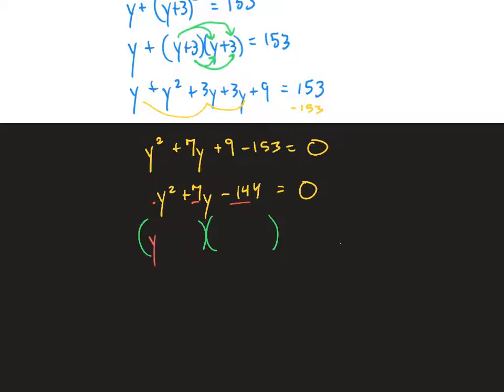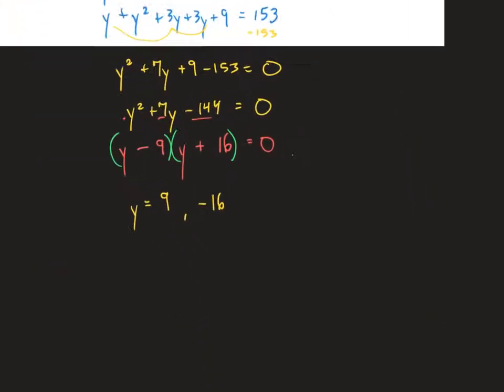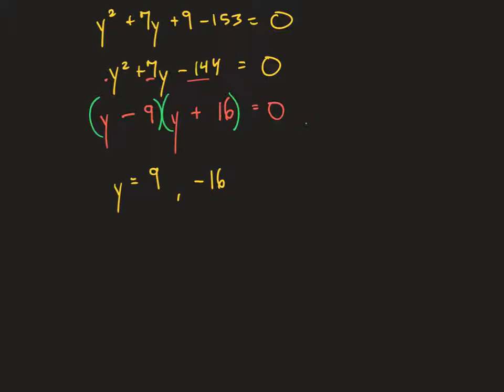Here, though, I know that we can make negative 144 out of 9 and 16, and we want them to add to be positive 7, so you need the 16 to be positive, the 9 to be negative. And that means that we end up with two different answers. We end up with a positive 9, and we end up with a negative 16. But keep in mind, these are meant to be positive integers. So the negative 16 is not positive, so these are supposed to be positive.